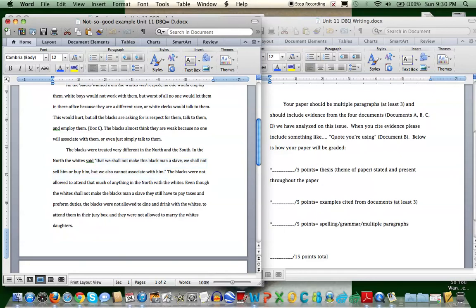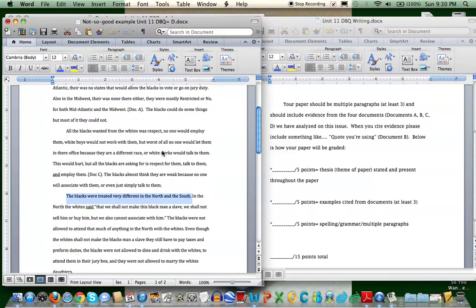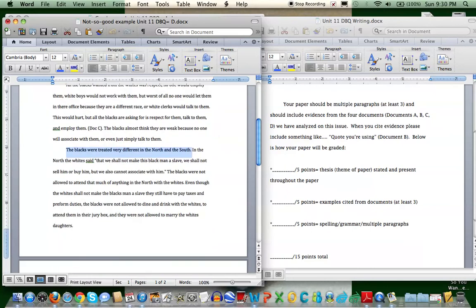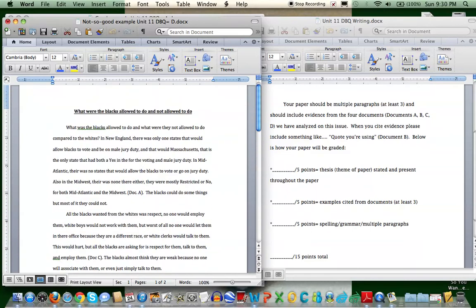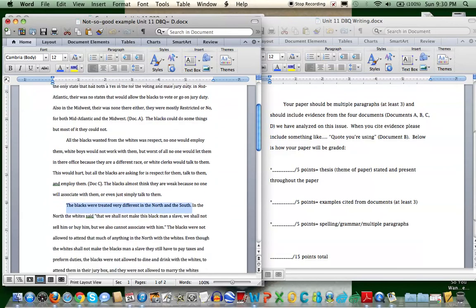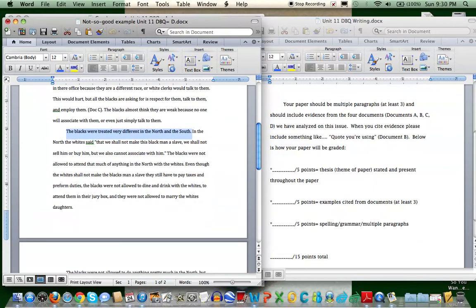Again, thesis, this is kind of a good start to a thesis. It's related to a thesis, but again, more specific, and this one should go up in the first paragraph as well. This person starts their paper with their grabber with a question, but again, we can't understand the question as well. "In the North, the whites said," so we have that one done.